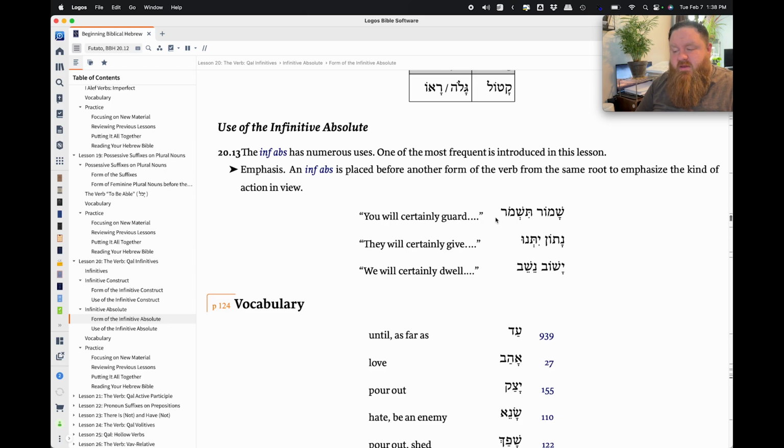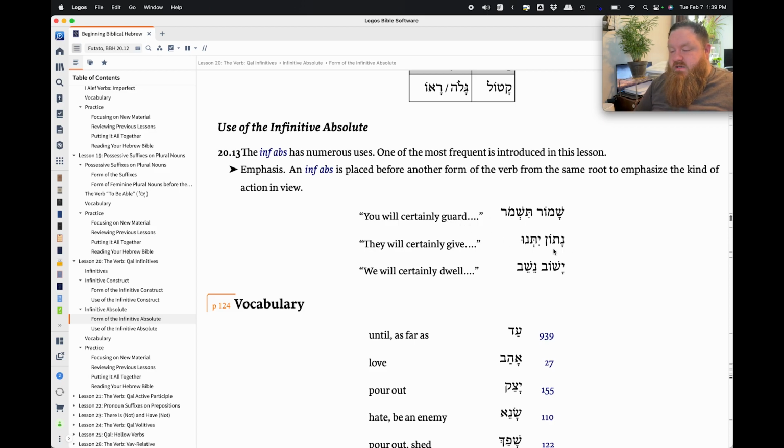This is with the imperfect. So this would mean you will certainly guard, okay? Shamor, tishmor. You could translate this, to guard you will guard, but that doesn't make any sense in English. The idea here is that shamor intensifies tishmor. So don't translate this, to guard you will guard, or guarding you will guard. Translate this, you will certainly guard, you will surely guard, something like that, intensifying.